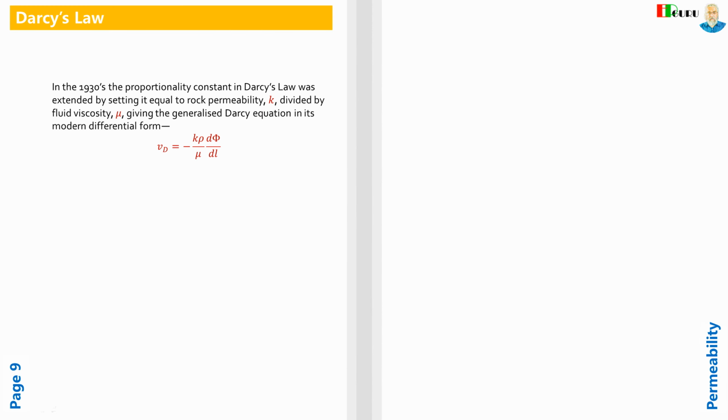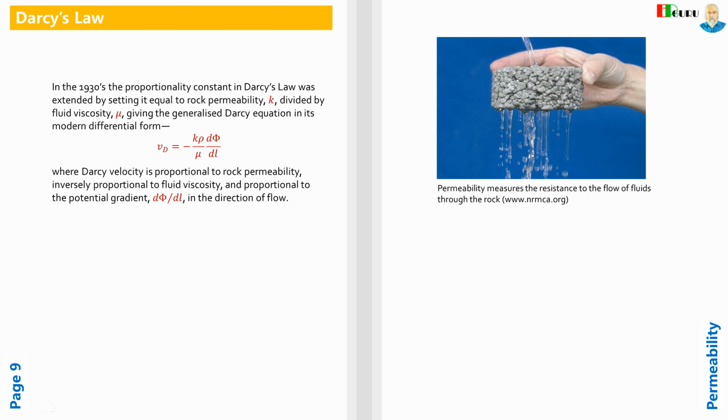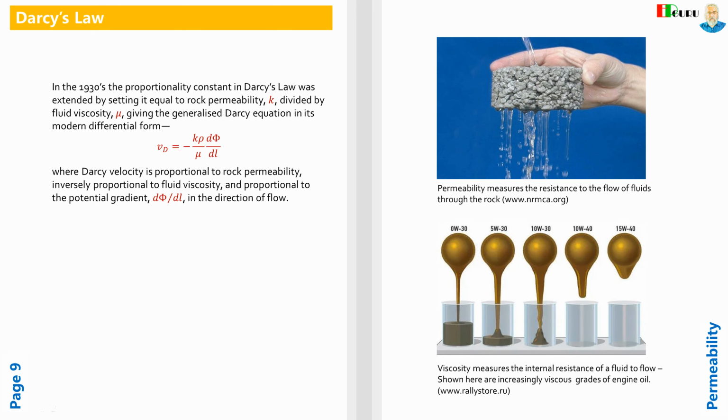In the 1930s, the proportionality constant in Darcy's law was extended by setting it equal to rock permeability divided by fluid viscosity, giving the generalized Darcy equation in its modern differential form, where Darcy velocity is proportional to rock permeability, inversely proportional to fluid viscosity, and proportional to the potential gradient in the direction of flow.